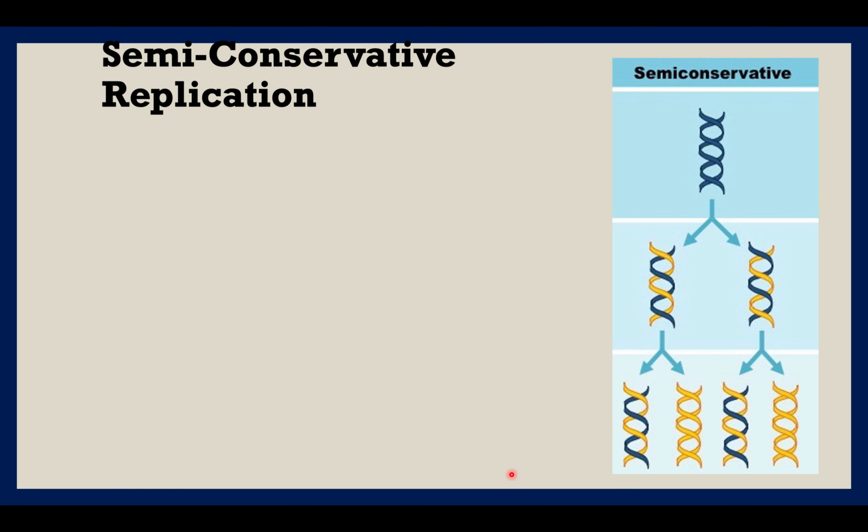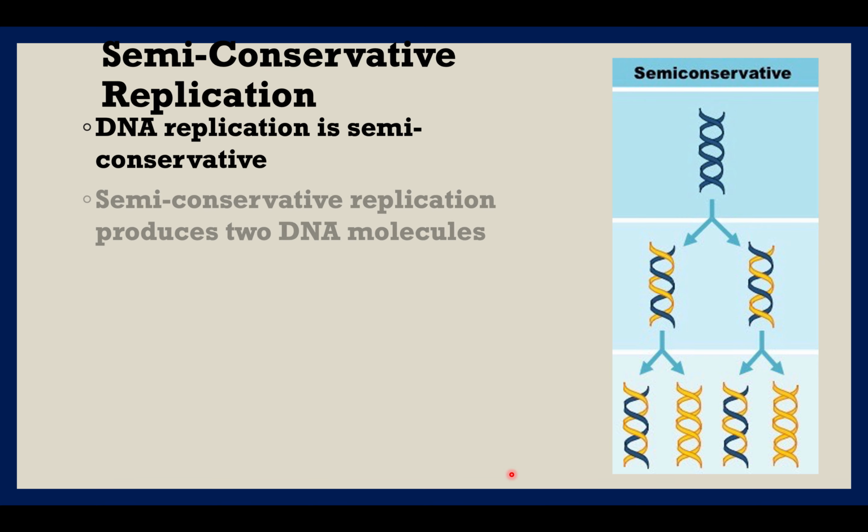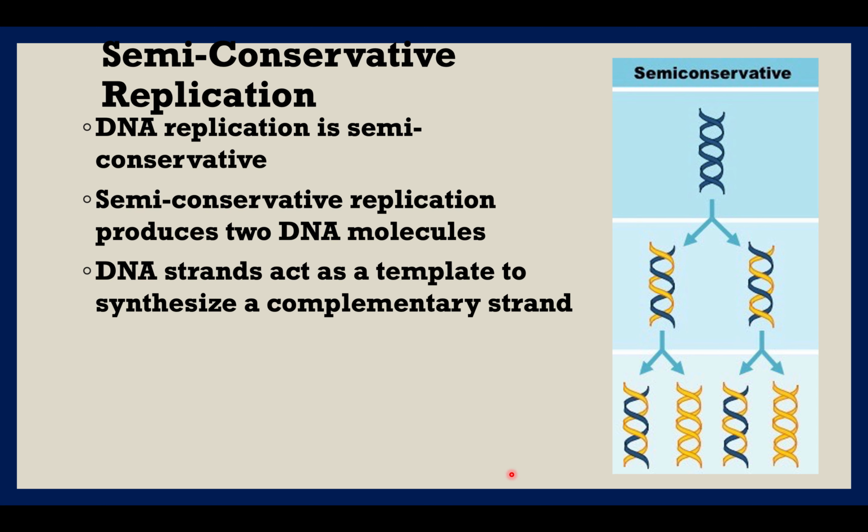DNA replication occurs in a semi-conservative mechanism. This means that two DNA molecules are produced in the end, and that the strands act as a template to synthesize a complementary strand. So semi-conservative means that a part of the DNA is conserved, and a new part comes along. As you can see in this example right here, we have our original DNA molecule, and we show the semi-conservative process by looking at the second generation of DNA.